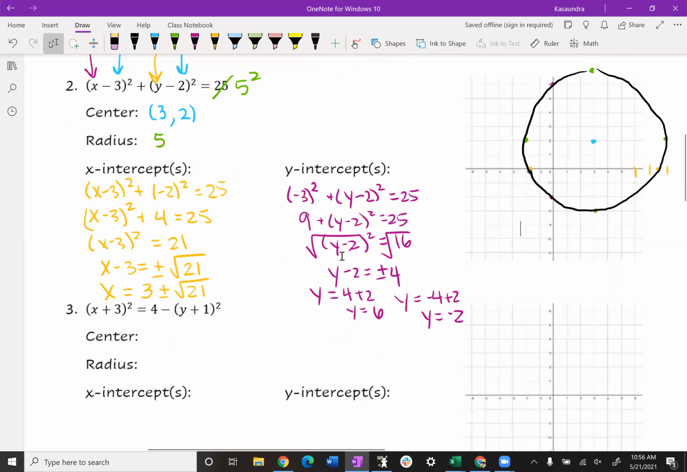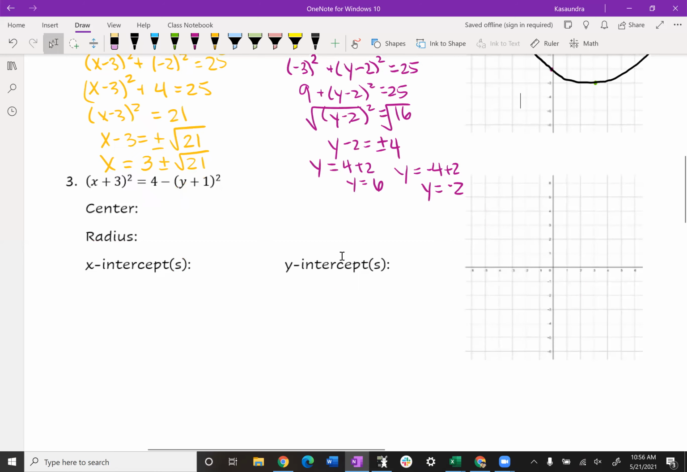Okay, number 3. The only thing that's different here is that they kind of put the y's next to the radius. I'm going to kind of rearrange it. I'm going to take this minus y plus 1 squared, and add it to the other side. So x plus 3 all squared, and then plus my y plus 1 all squared equals the 4. Okay, so this is kind of the format we were going for.